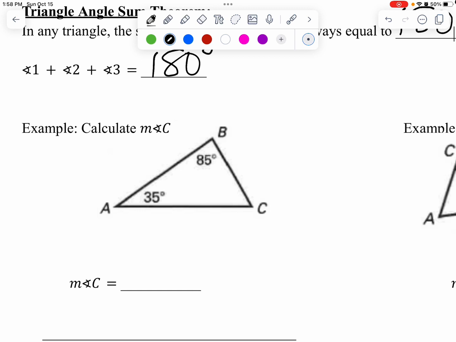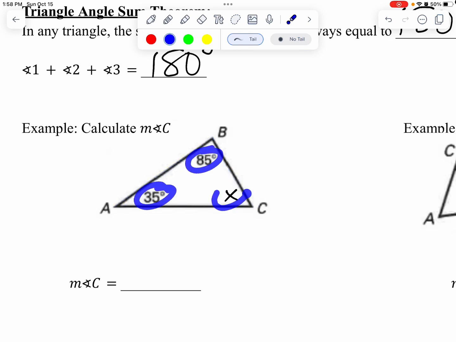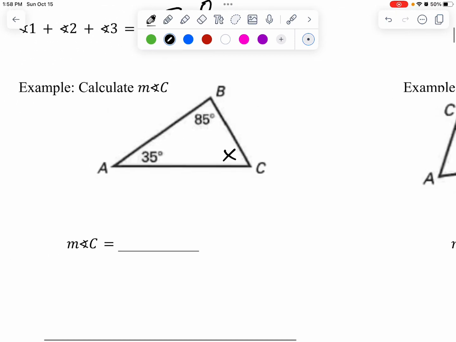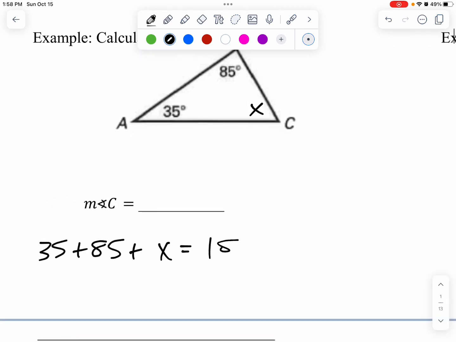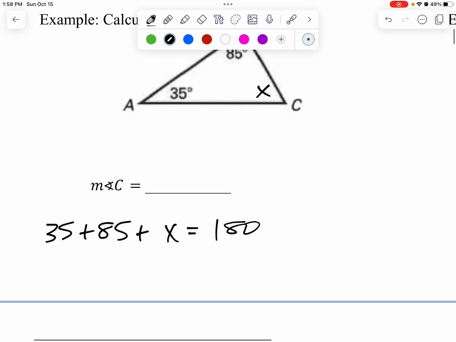How are we going to figure out what this is? I'm going to put a little X there. And I'm seeing a triangle. So I know that all three of them, this plus this plus this, adds up to 180. So I'm going to write an equation for that. I'll do it down here. I'll do 35 plus 85 plus X equals 180 degrees. Okay, I can combine my like terms over here. 35 and 85, what does that make? 120.